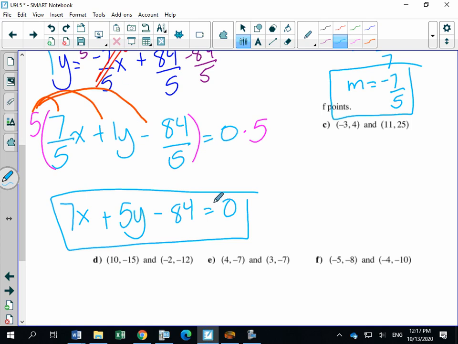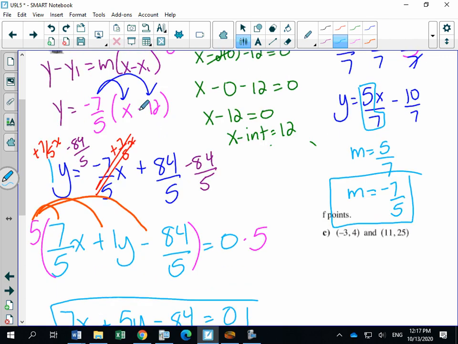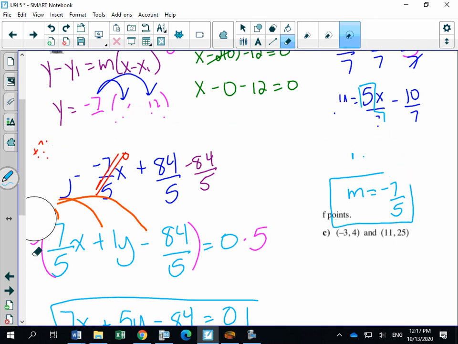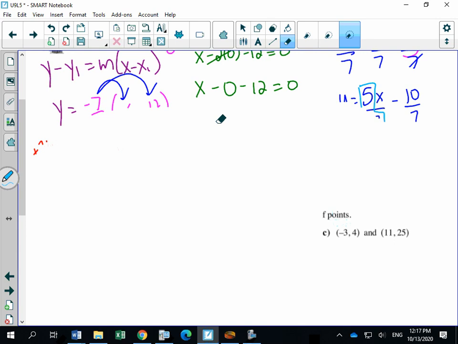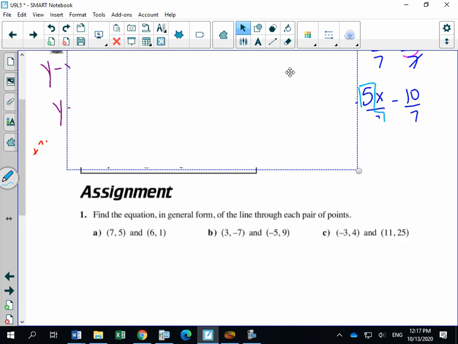So that was our answer in general. We had our answer in slope y-intercept. We had a slope point form. And that's how you would do that. Okay. So now I'm just going to give you various questions to practice. And like I said, this was mostly what your quiz was on, this stuff here, which is the majority of this unit, right, is all of this.